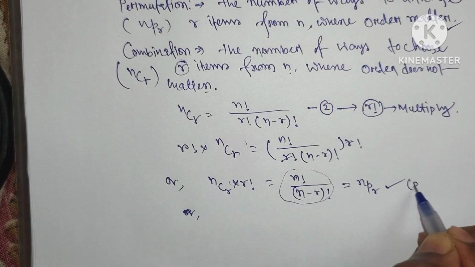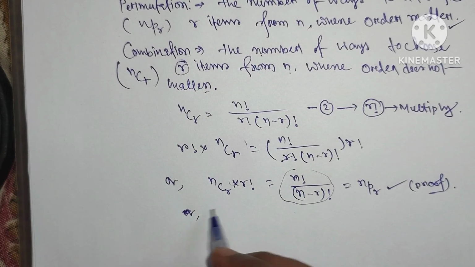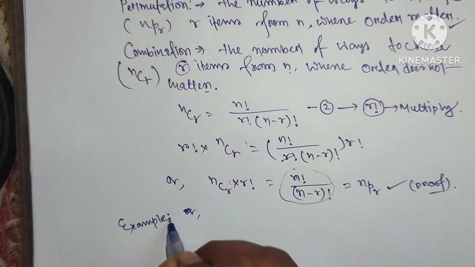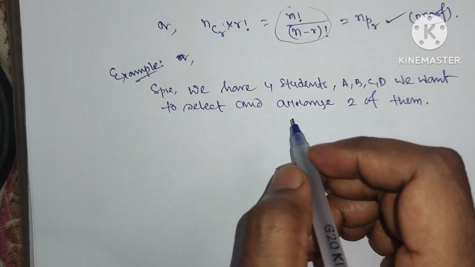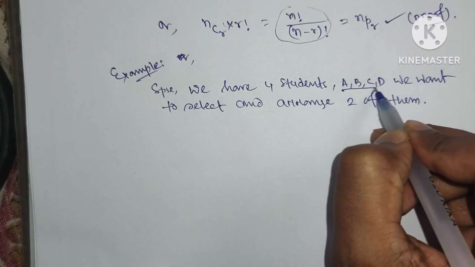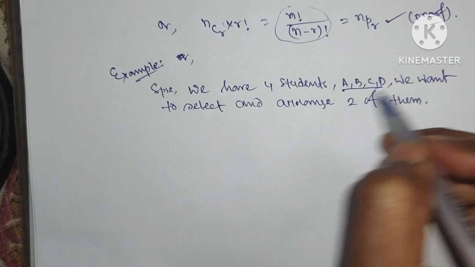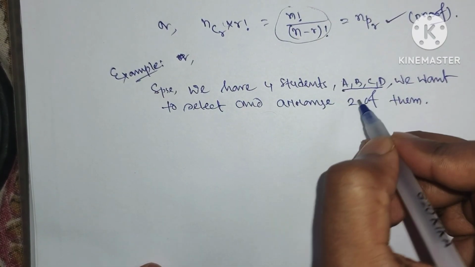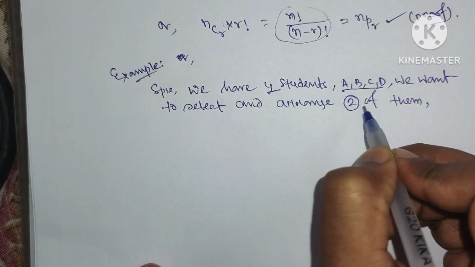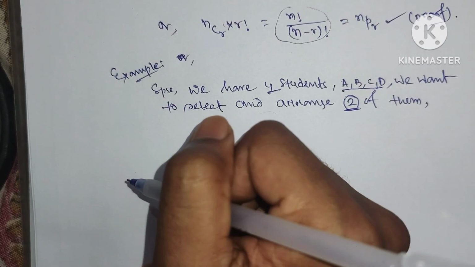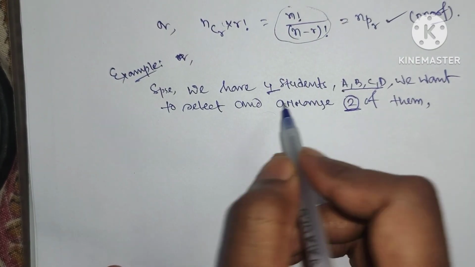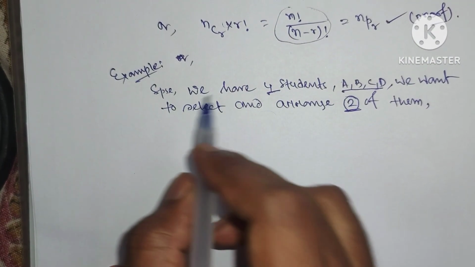चलो, ये तो प्रूफ हो गया, अब एग्जाम्पल के साथ देखते हैं क्या इस फॉर्मूला काम आता है कि नहीं, right. So the example is, let's suppose we have 4 students like A, B and C and D. We want to select and arrange 2 of them. Basically 4 student हैं, 2 student को लेके हमें arrangement करनी है. So how many ways to choose 2 students from 4? That's basically the example, okay.